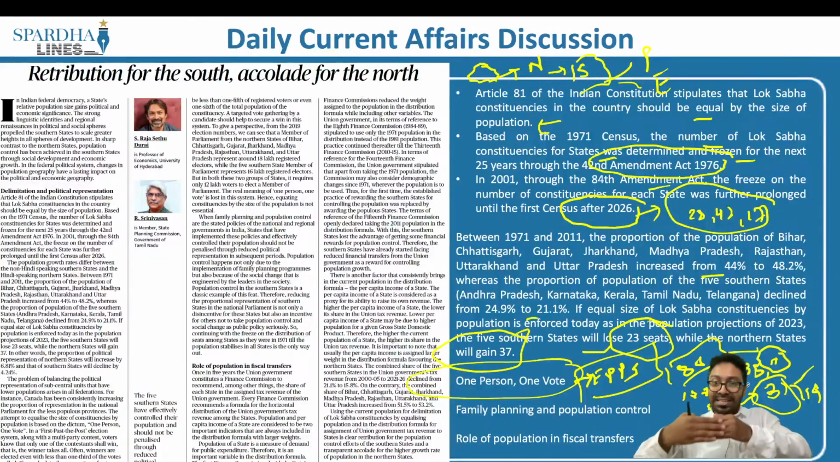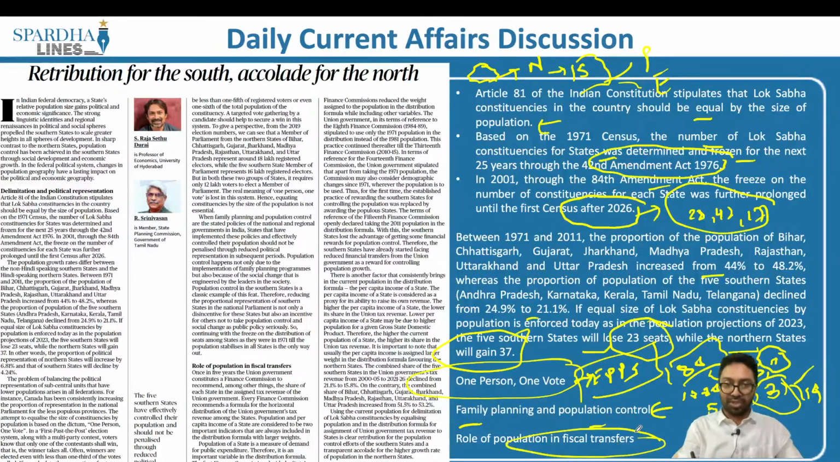So there is disincentive. Southern states have ensured that there is a family planning program and population control, and now they are being disincentivized. So this will ultimately lead to the role of population in the fiscal transfers. Whenever we speak about population, whenever we speak about how finances are shared between the state and the center, we have to go back to the finance commission.